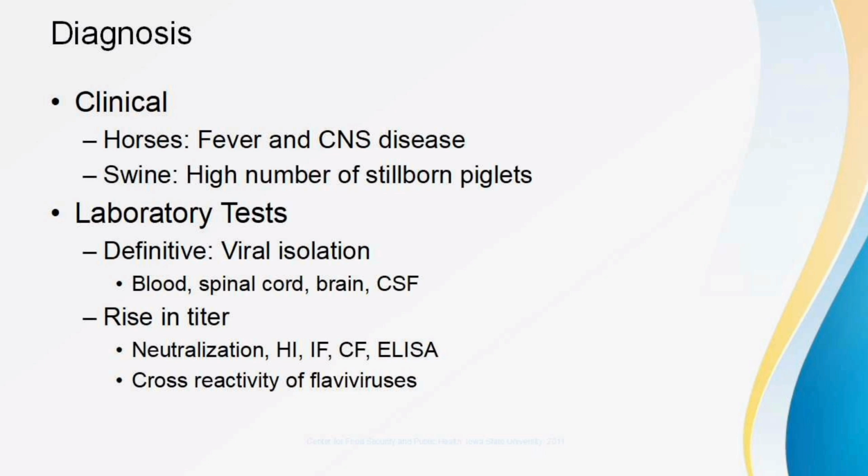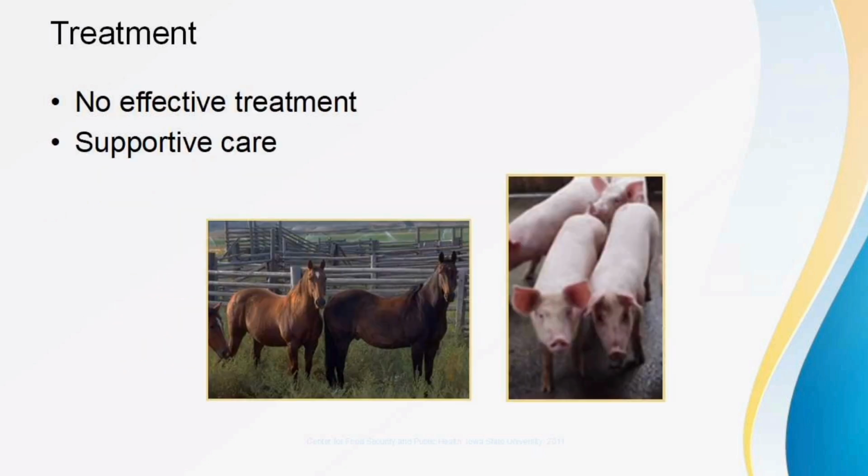Japanese encephalitis can be tentatively diagnosed by the demonstration of a rise in titer by the neutralization, hemagglutination inhibition, immunofluorescence, complement fixation, and ELISA tests. There is no effective treatment of Japanese encephalitis; only supportive care is recommended.